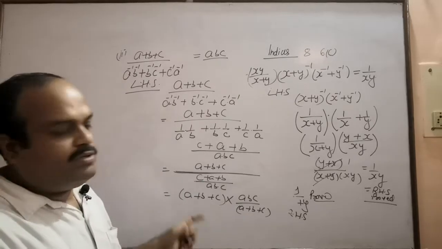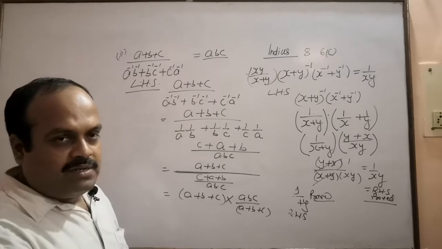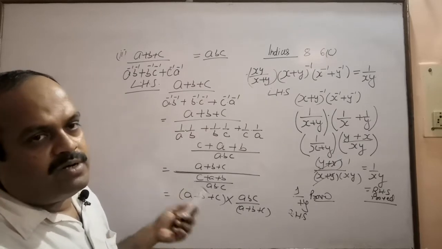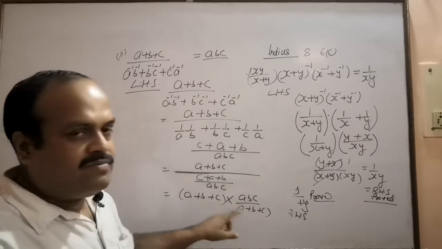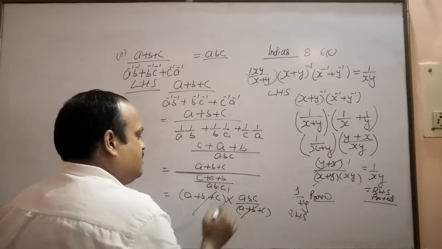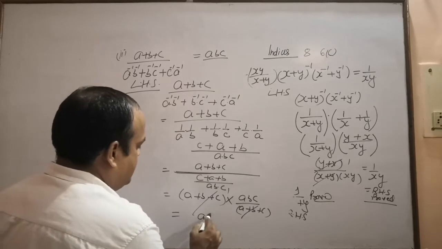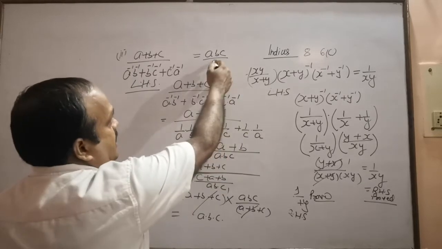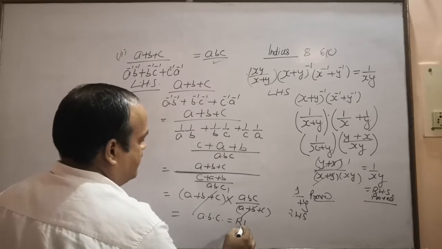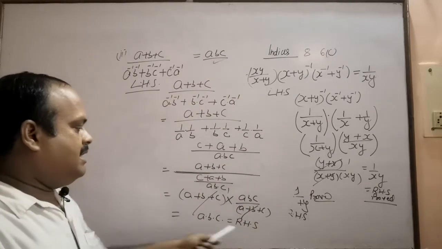As I told you, if you have a fraction, from the numerator and denominator you can cancel out the common factors. So these are the common factors of numerator and denominator which you can cancel out. So you will get 1 multiplied by abc, which becomes abc. Hence we have got the result of RHS. So write RHS proved.